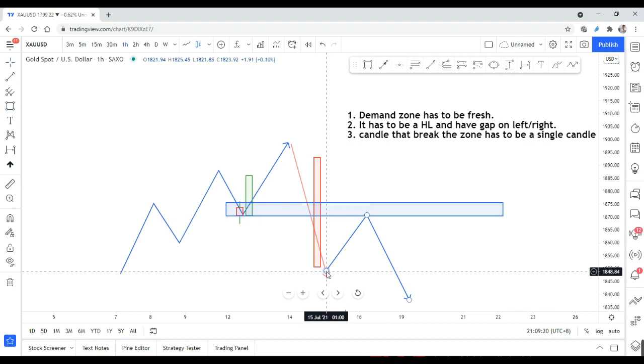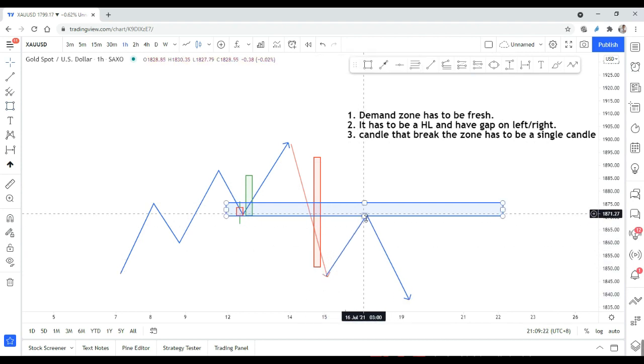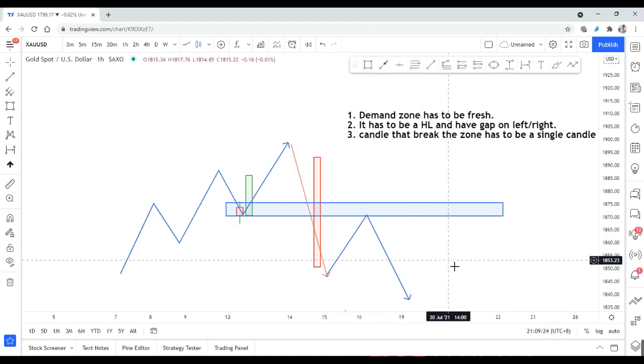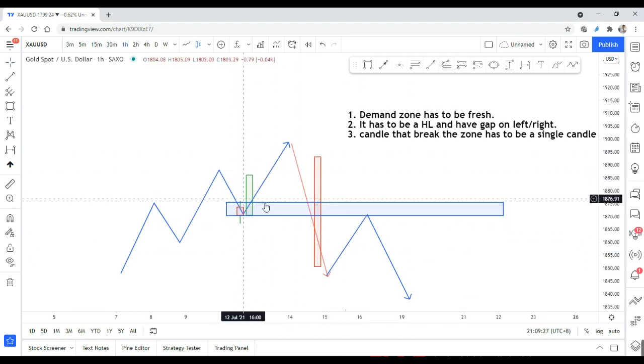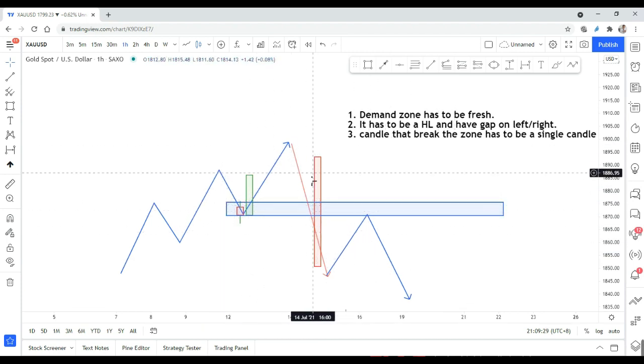When the price comes back to this area, the price will likely retest and then drop again. So these rules have to be clear. You guys have to be clear.